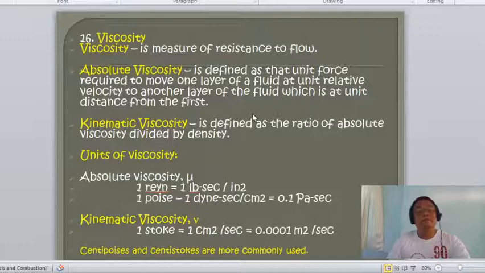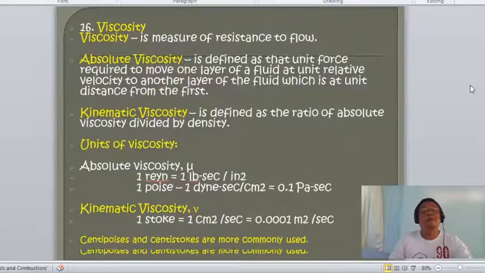For kinematic viscosity, we have a unit of Stoke. One Stoke is equivalent to 1 square centimeter per second, which is equivalent to 0.0001 square meter per second. Take note, the commonly used units here are the centipoise and centistokes.